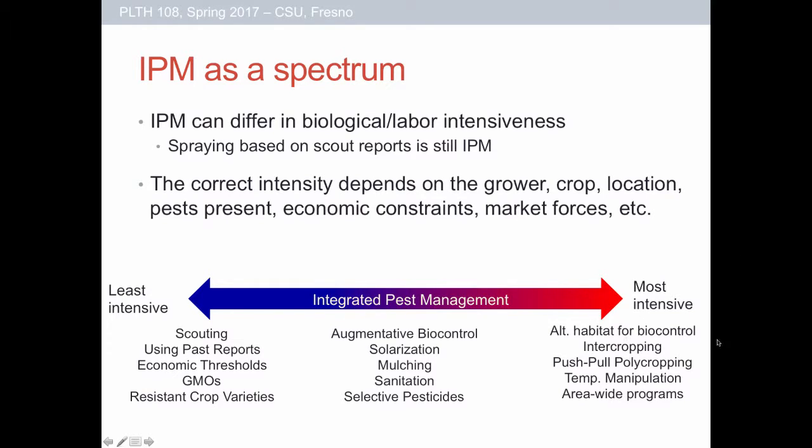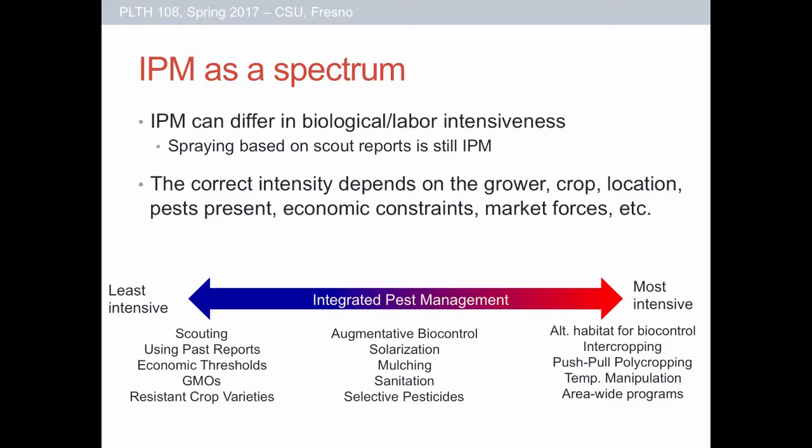Basically things that involve altering the habitat for biocontrol. They've got these things called beetle banks, where essentially you would take a strip in your field and hump up the dirt and grow a bunch of wild plants on it to protect beetles. That's essentially taking 2 or 3% of your field and saying, I'm not going to make any profit off of that. And so that's very intensive. That's a big money sink. That's a big investment. Things like intercropping, push-pull, polycropping, area-wide programs would be considered very intensive IPM.